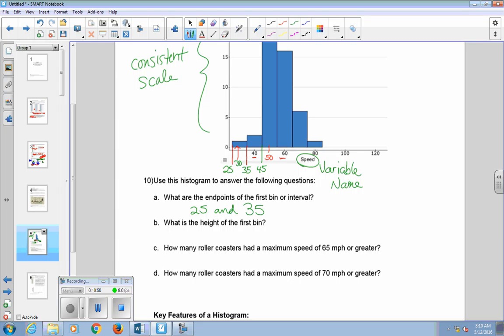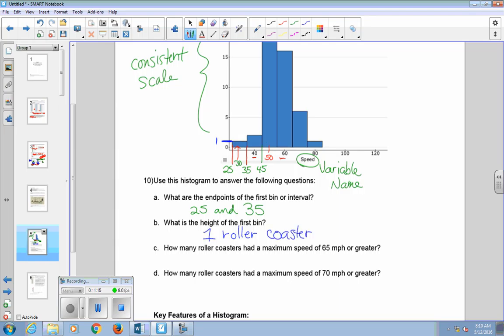B, what is the height of the first bin? And that's where that vertical axis, or the scale in the vertical axis, comes in handy. The height of this bin looks like it's at 1. So that tells us there's one roller coaster in the first bin.